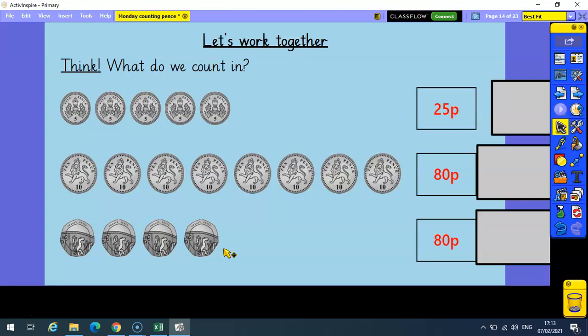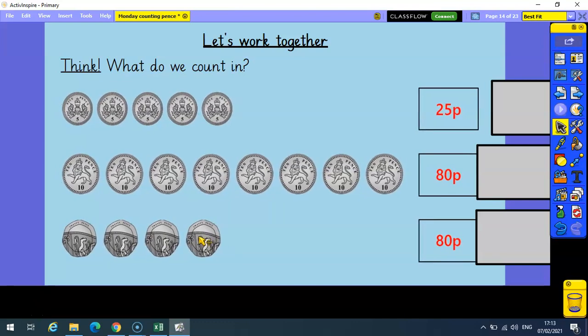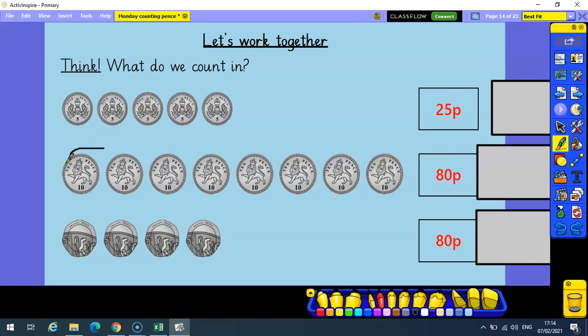Why do you think that is? Tell your screen, why do you think that is? It's because these coins are worth 2 of these coins. So for every 2 10 pences, it has the same value as a 20p. It's the same, it's equal.